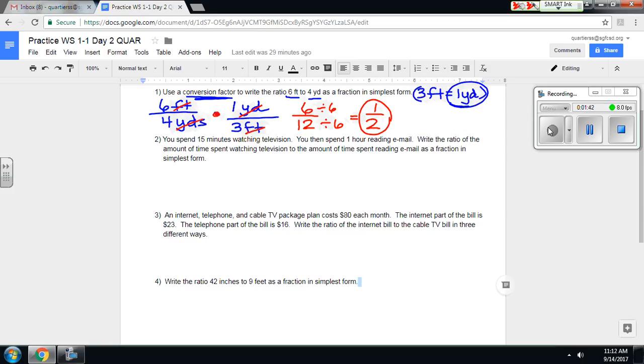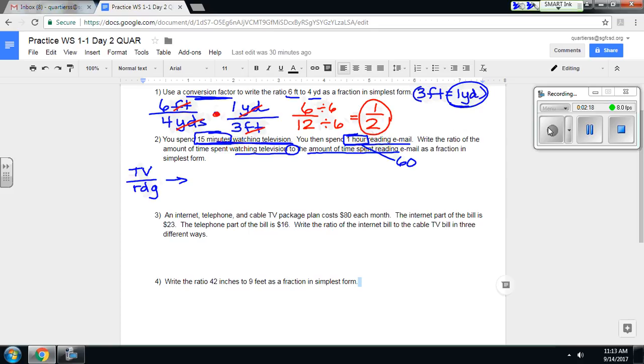All right, let's take a look at number 2. It says you spend 15 minutes watching television. You then spend 1 hour reading an email. Write the ratio of the amount of time spent watching television to the amount of time spent reading. So it's TV to reading. Now I have to make these the same. 15 minutes is a different unit than 1 hour. Let me ask you, how many minutes are in an hour? Yeah, 60, so we can use that.